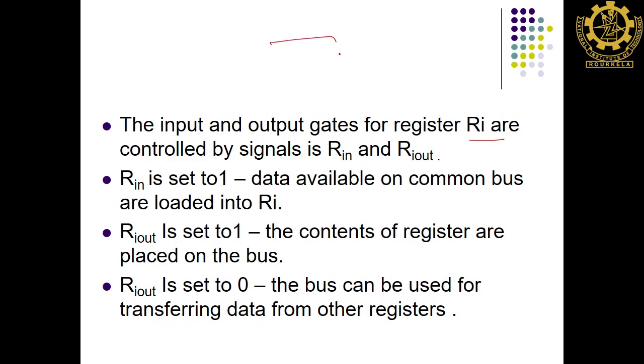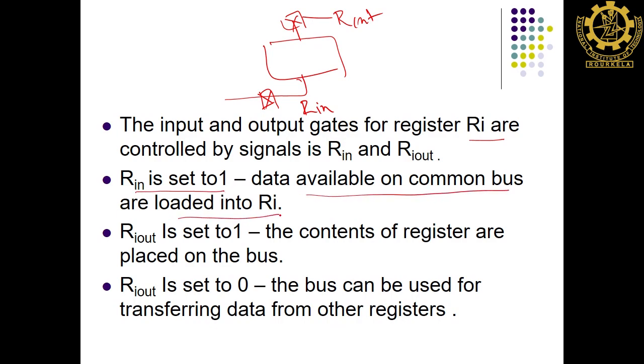If you have a register here, we will have a control signal, let us say R in, and then another control, which we say is R out. So, R in set to 1 means the data available on the common bus is loaded into Ri. Similarly, Ri out also will be there.